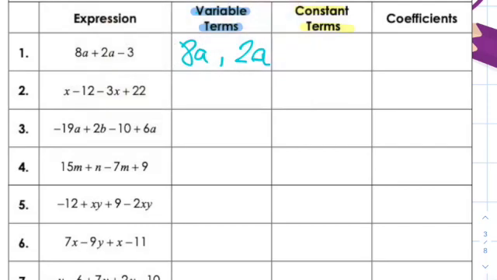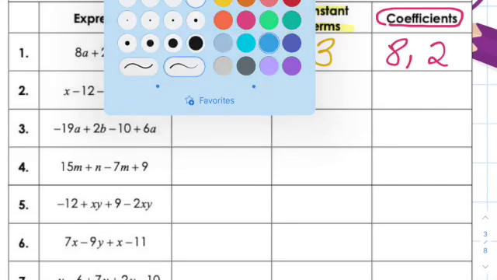Once again, I didn't write the plus sign. And the constant term is the term without a variable, which is not 3, it's negative 3. Remember, the negative sign belongs to the number to the right. Now we have to find the coefficients of my variable terms, which are the numbers in front of my variables or just touching my variable. Remember, variable means letter. So in the first one, I have 8 touching the letter A, and then the second one, I have a 2 touching the letter A. So those are going to be my coefficients, all right?